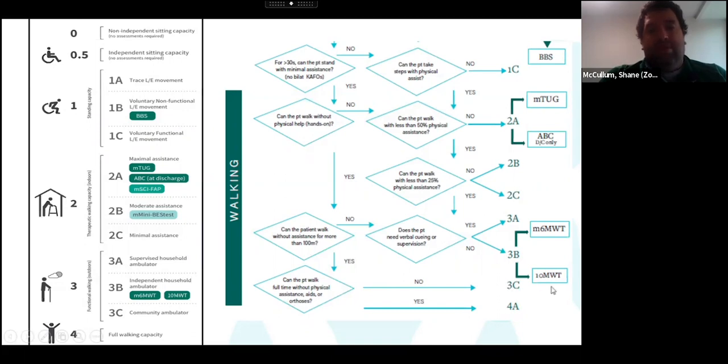and you would complete all of the outcome measures that are required at this point in time. So the Berg balance scale, the modified TUG, the ABC, the 6-minute walk, and the 10-meter walk, because they're all above that level.